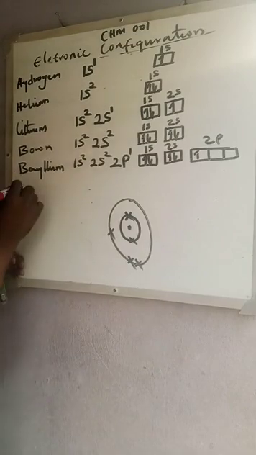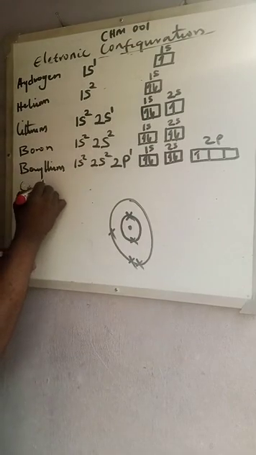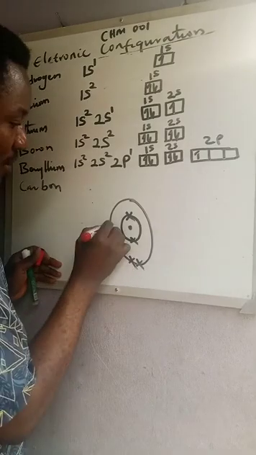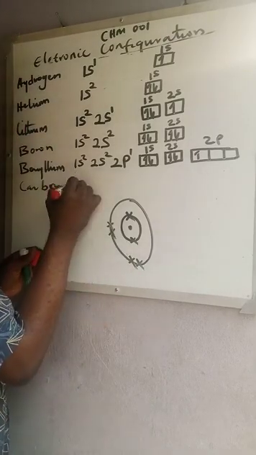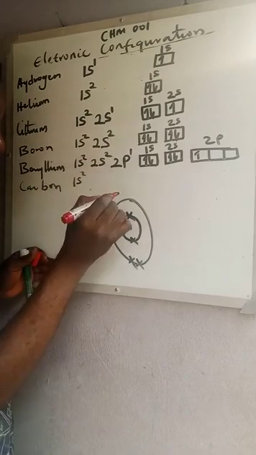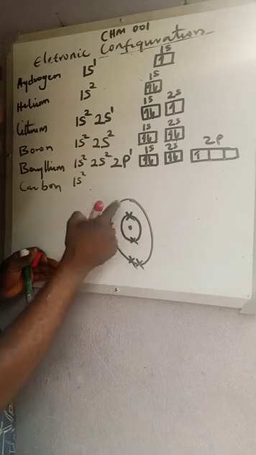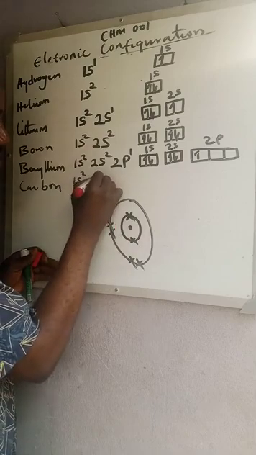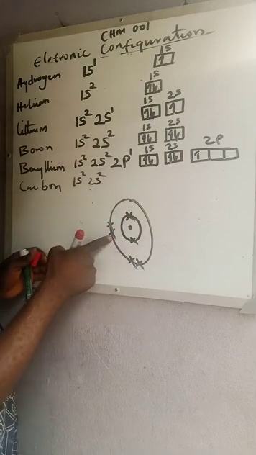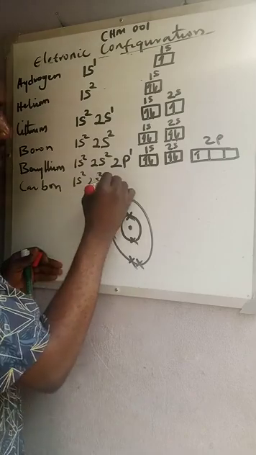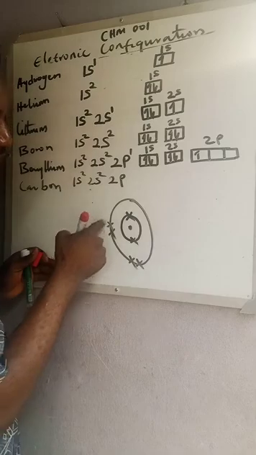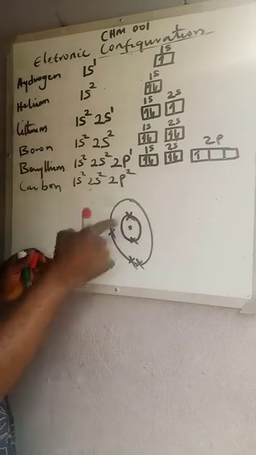Good. Now I have carbon. Carbon is 6. I'll add 1 here. I have 1s2 for this one, 2s2 for this one. Now, if I remove 2 electrons, how many electrons are remaining here? 2. At which energy level? Number 2. I'll write 2. Which orbital comes? P. How many electrons are remaining? 2.